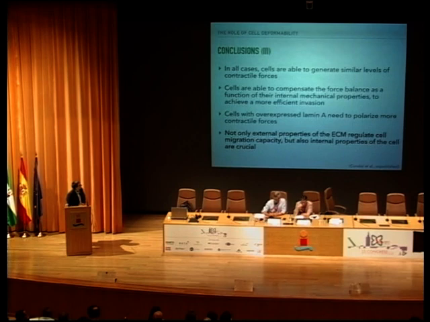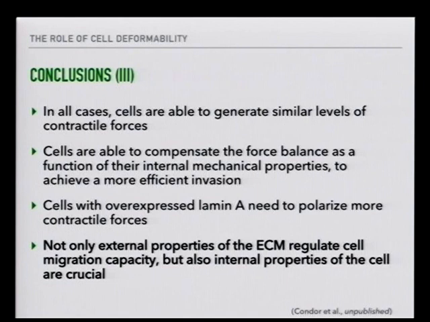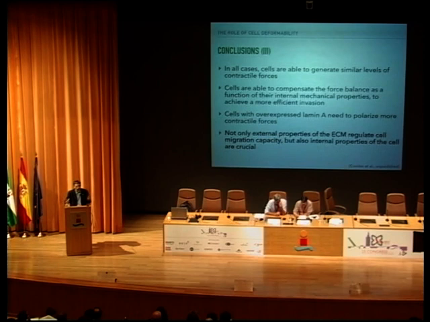So with this, I would like to finish this last part with the conclusion that cells are able to generate similar levels of contractile force. Cells are able to compensate the force balance as a function of their internal properties. Cells with higher properties in the nucleus need to polarize the contractile force. And finally, I would like to convey that not only the external properties of the extracellular matrix are relevant, but the internal properties of the cell are also crucial.